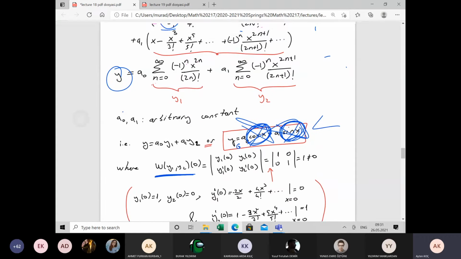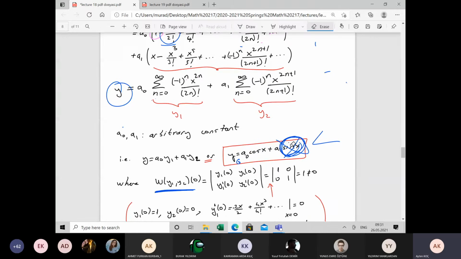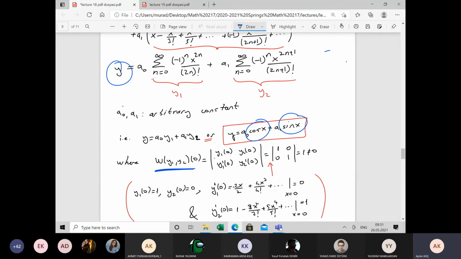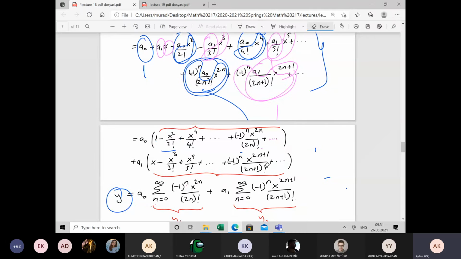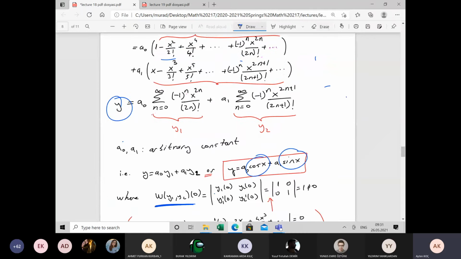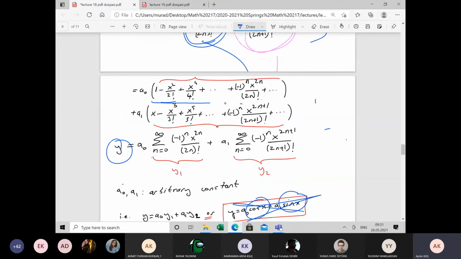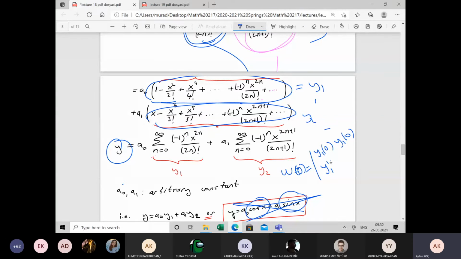Use this one, it will be better. Maybe we don't know this one, so omit it. Y sub 1, this one. Y sub 2, this one. But the Wronskian determinant should be non-zero at 0. It is equal to the determinant of y sub 1 at 0, y sub 2 at 0, y sub 1 prime at 0, y sub 2 prime at 0.